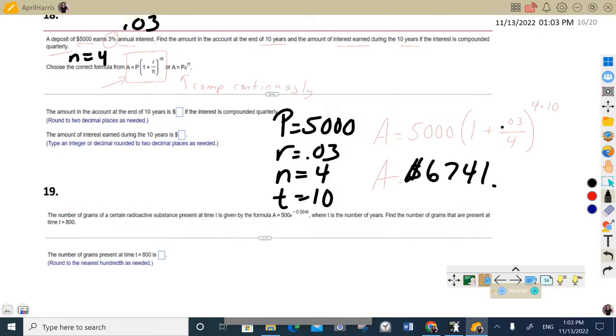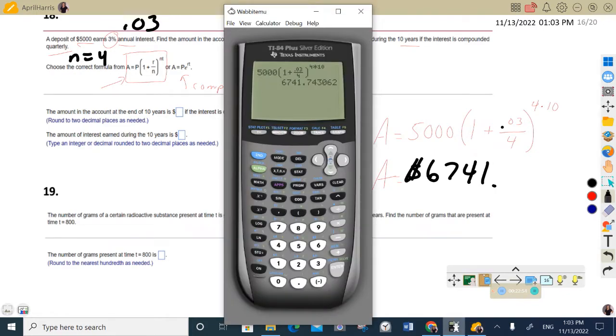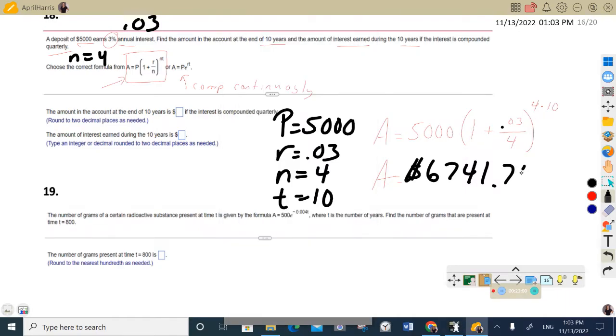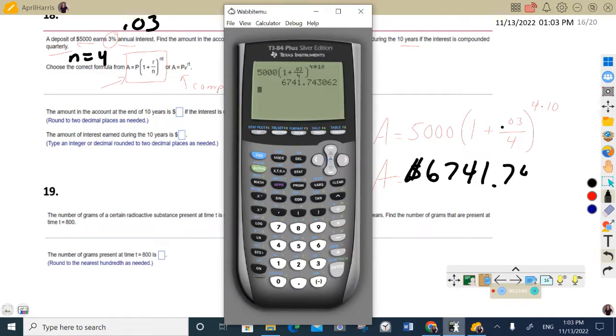We've got to round to 2 decimal places. So 2 decimal places is going to be 0.74. 6741.74. Yeah, 0.74.